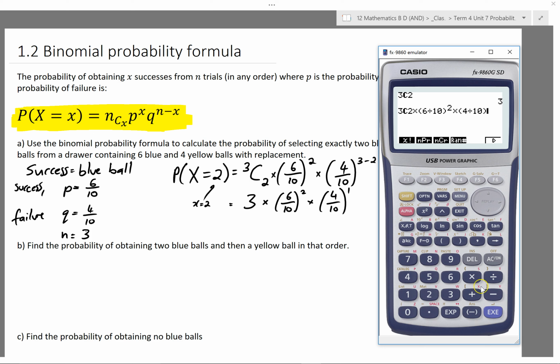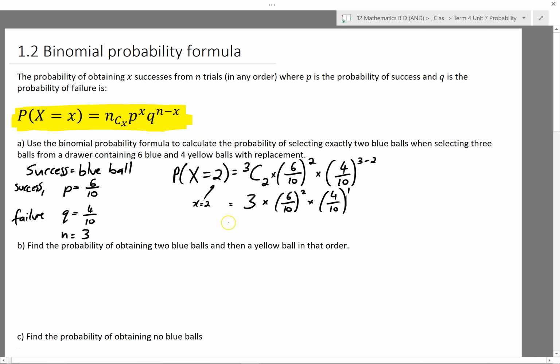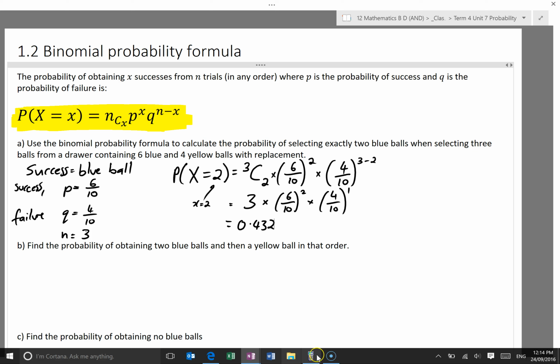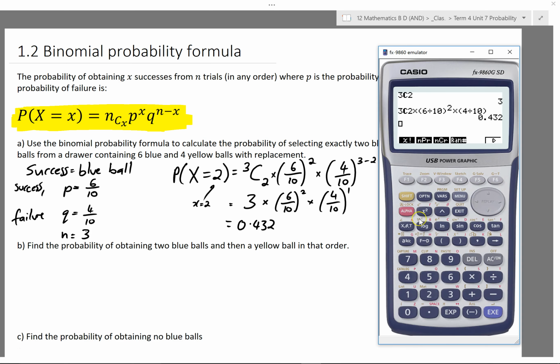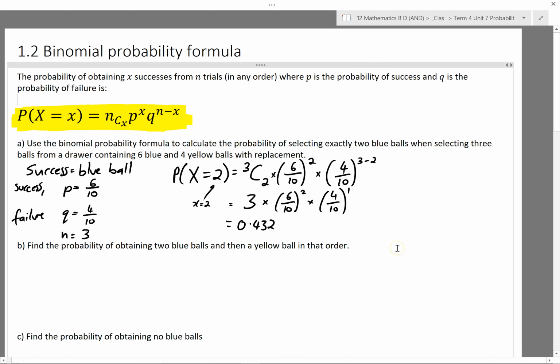Okay, to the power 1, don't need to write that. There you go, 0.432. And we can make that into a fraction, 54 on 125, which I think is the same as we got previously. Looks good. So that's the idea of the binomial probability formula.